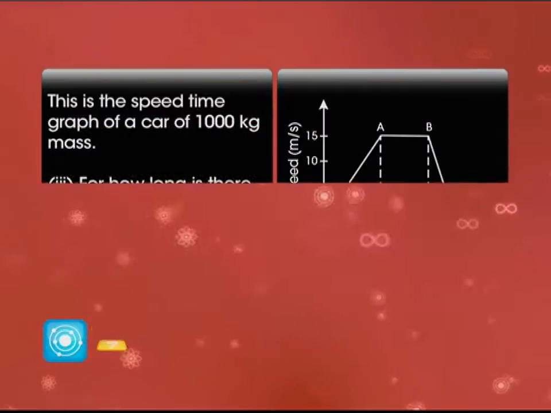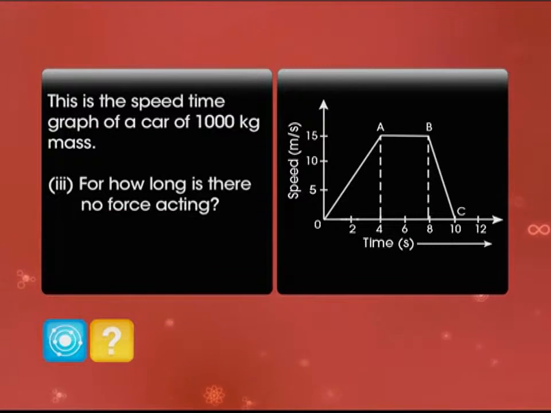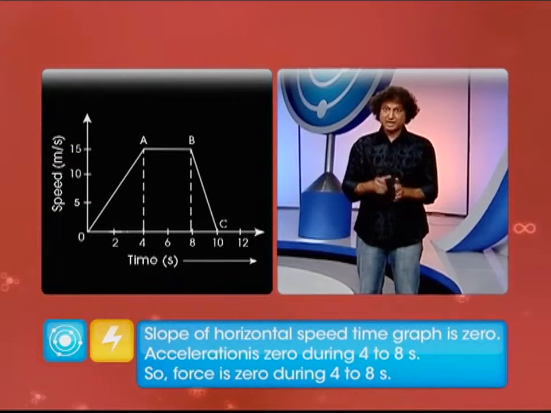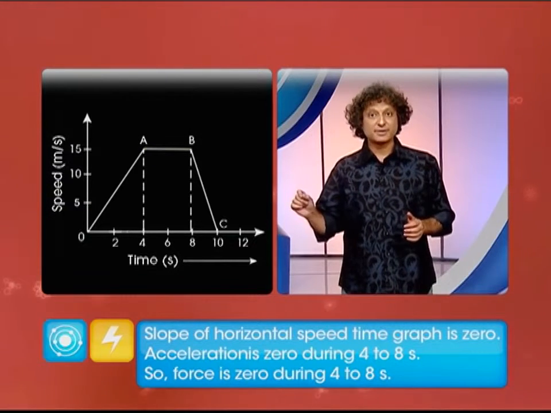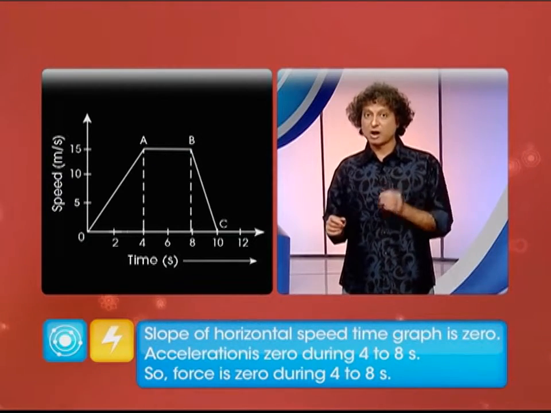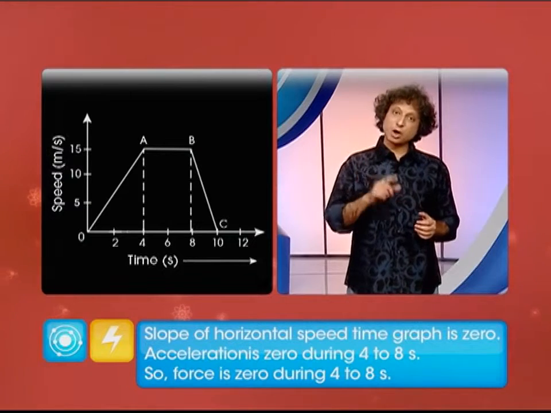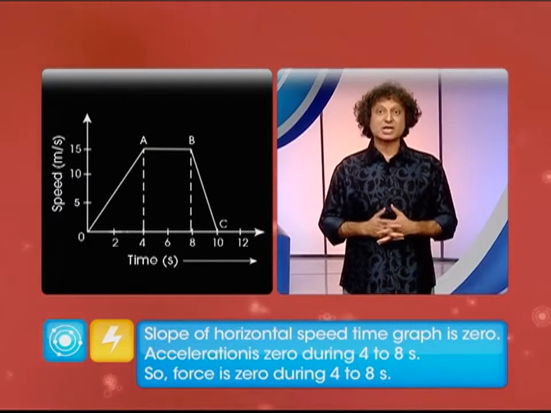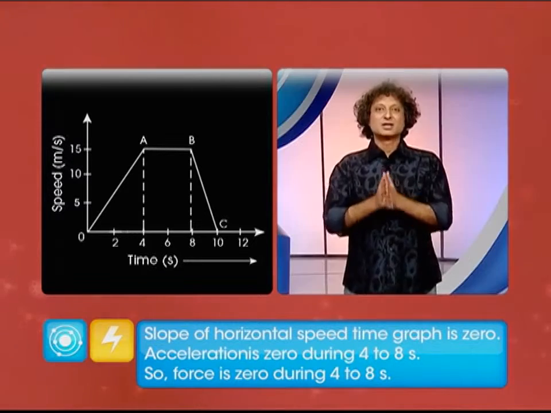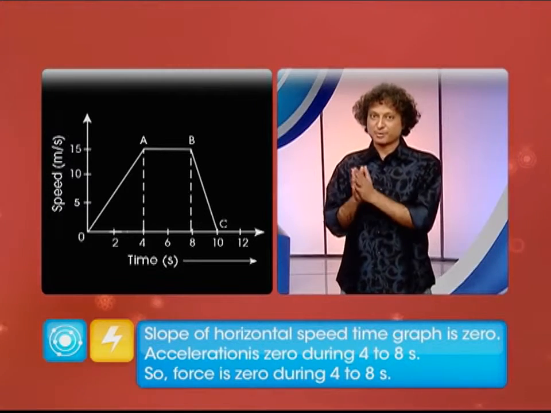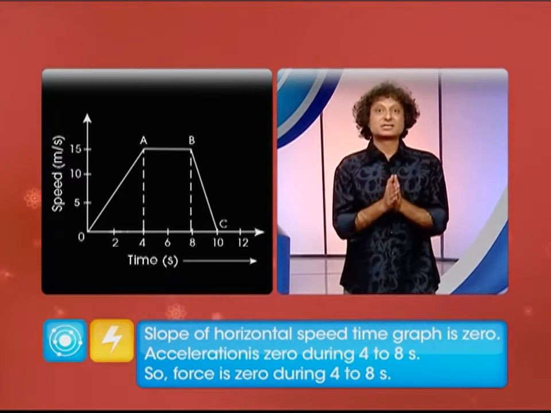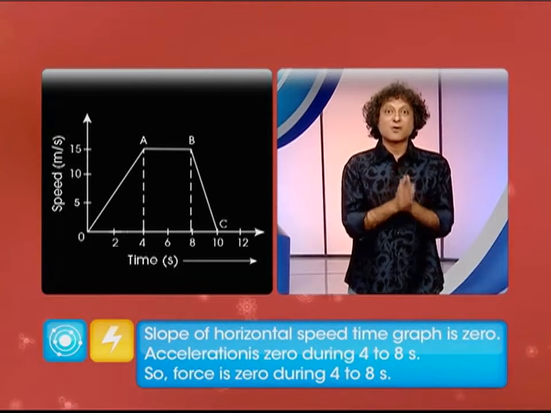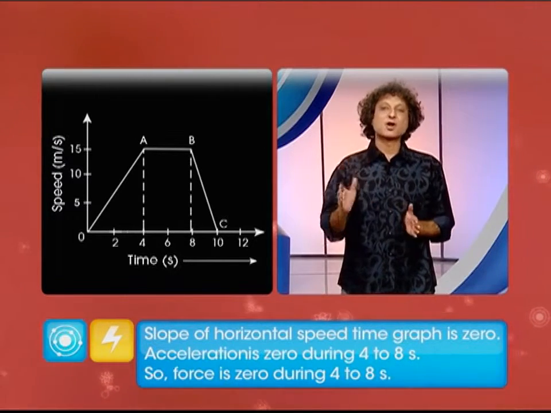Now moving on to the third part of the question. For how long is there no force acting? From the graph we can see that in the region A to B, the car is moving with a constant speed. Hence the slope of line AB is 0. That means acceleration is 0. Since acceleration is directly proportional to the force, during the time interval 4 to 8 seconds, no force is acting on the car.